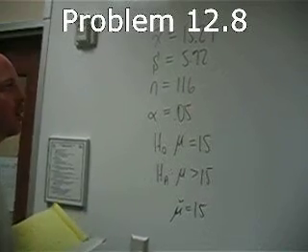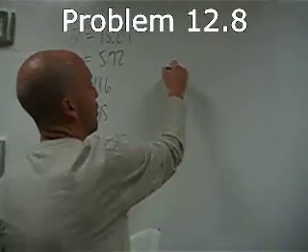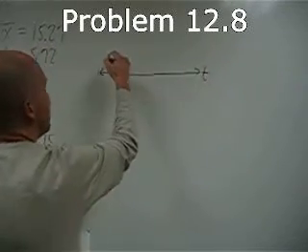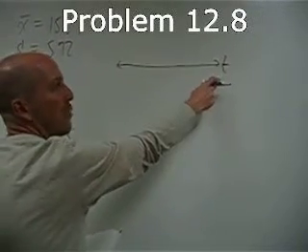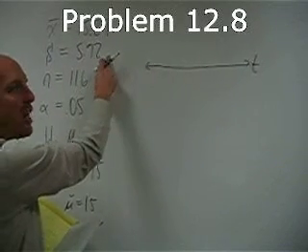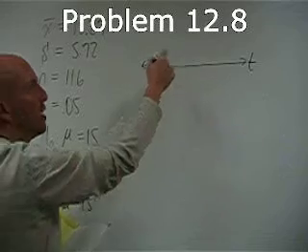Okay, so now we'll do the rejection region. I'll draw a quick picture of that. Actually, I'll take a step back. We have to use a t-distribution again. Remember, we don't know the population standard deviation. We just know the sample standard deviation. So that's why we're using this t-distribution.